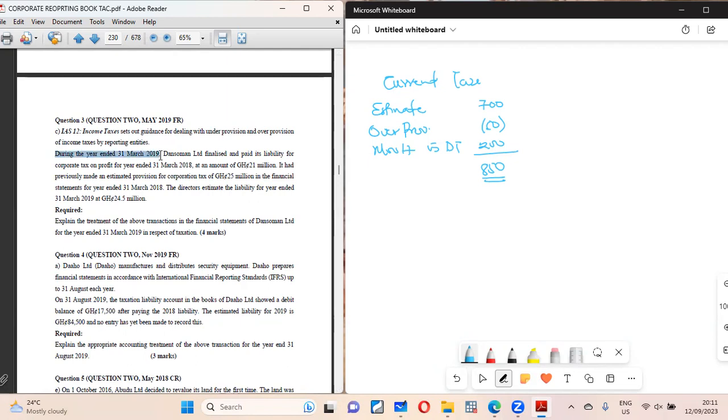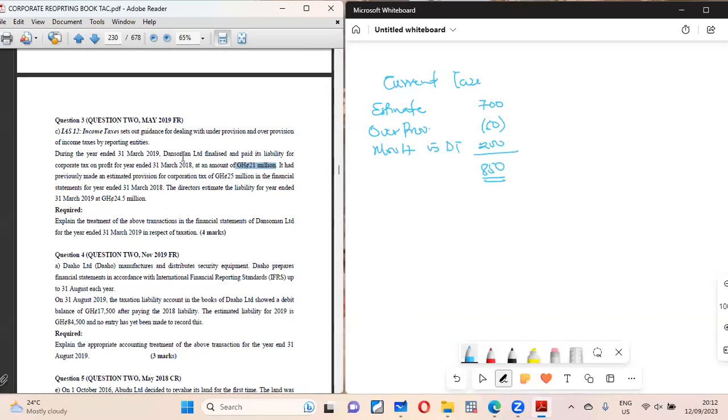Let's try this. During the year, we are told that Dan Suman finalized in 2019 their tax and paid their liability for corporate tax for the year ended 2018. What they paid was 21 million, but they had previously estimated 25. So they paid 21; the estimate they did was 25. If they had estimated 25 and paid 21, what should that tell you? Over provision. They made an over provision. So an over provision of 4, right? So they've made an over provision of 4.